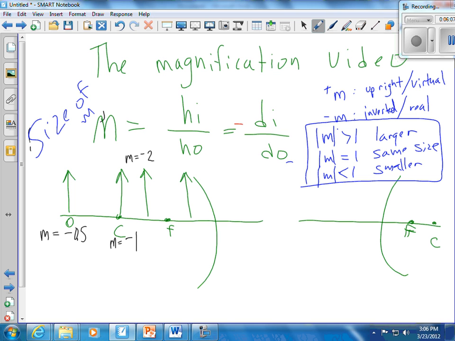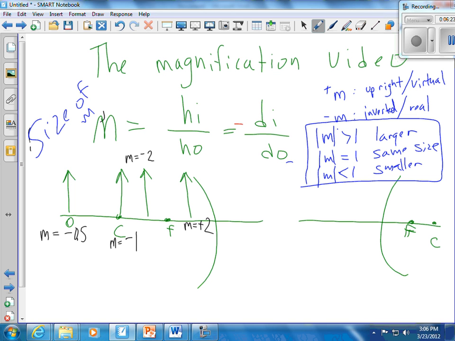And then lastly, if your object is located between F and the mirror, you're going to get a virtual image. So this magnification is positive, and this is a makeup mirror where the image is always larger. So this might be something like positive 2.